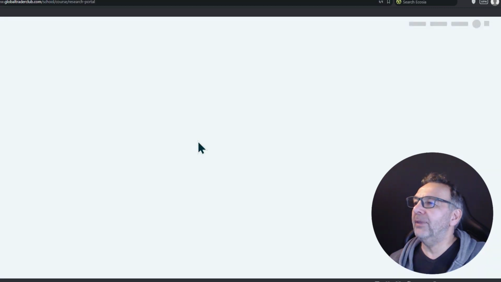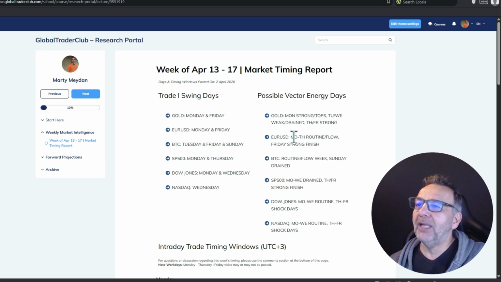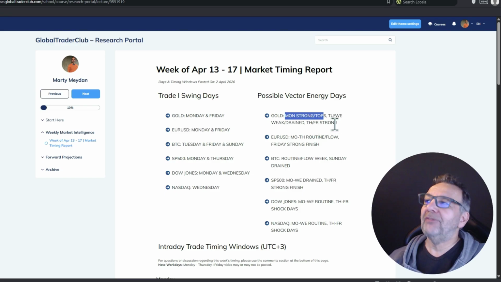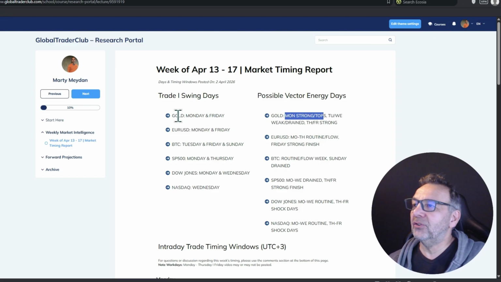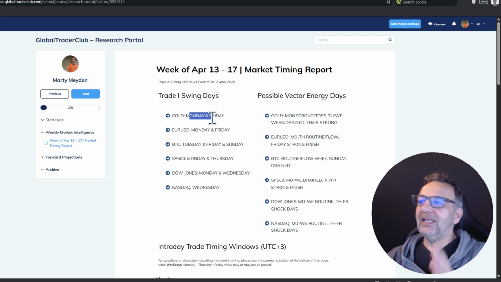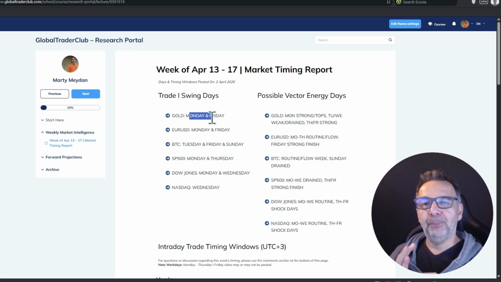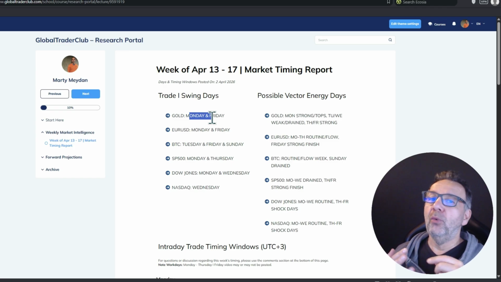So if we go in there, then 13th to 17th of April, gold, we had Monday to Friday. I said Monday strong tops, Tuesday, Wednesday weakish drained, Thursday, Friday strong, right? And then we had the trade days Monday, Friday. Now you have to discern vector days and trade swing days. They are different. Trade swing days is when we're expecting the market to give us a push or a turn, right? So we're either going to break out or we're going to turn around.